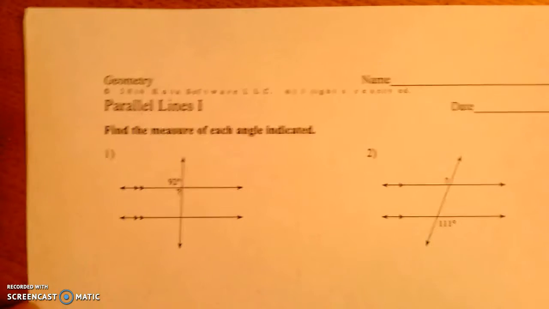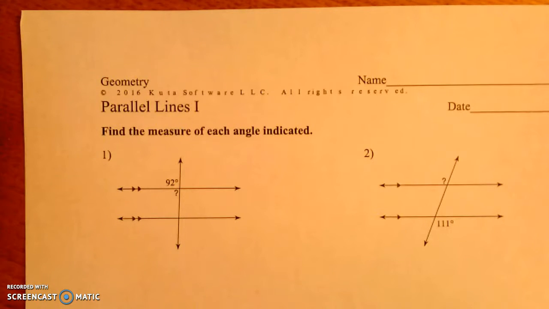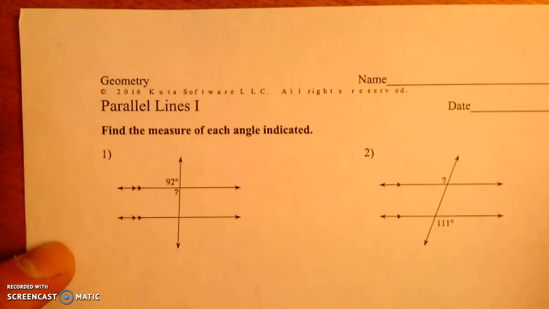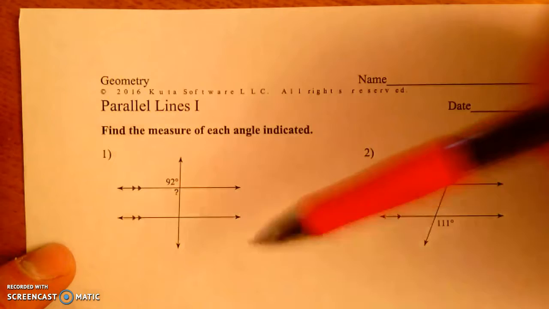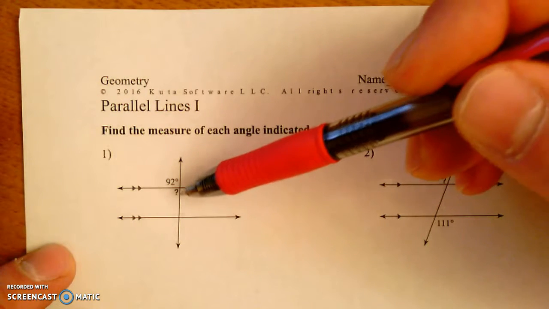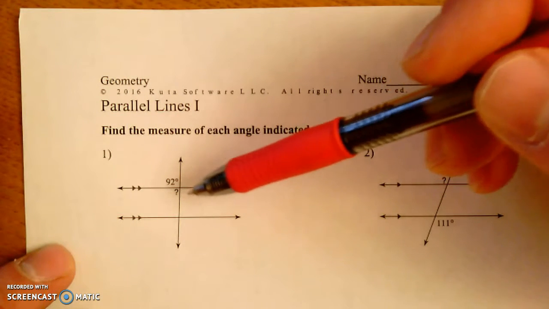Alright, welcome to Parallel Lines 1. In this worksheet, you're going to be using the relationships between angles to find out what the missing angle is, the question mark angle here.